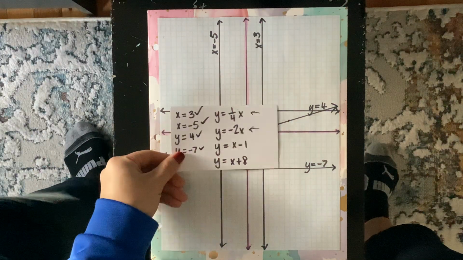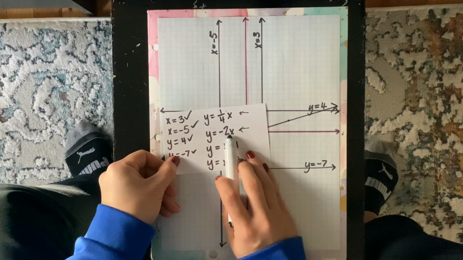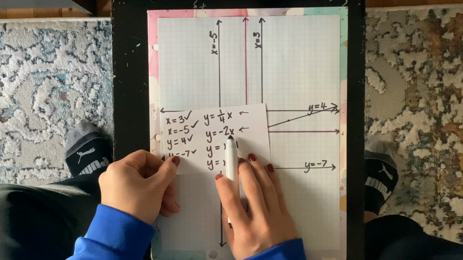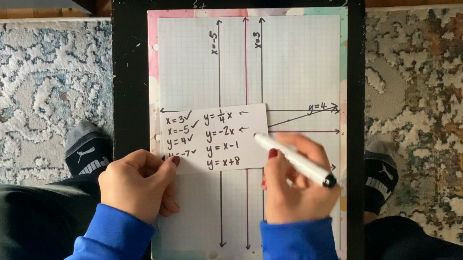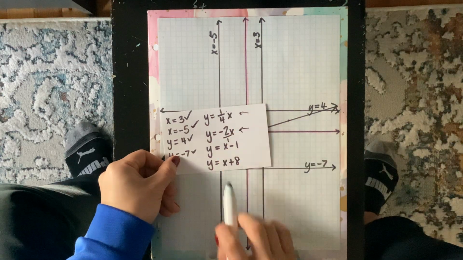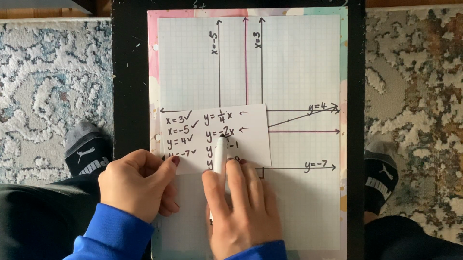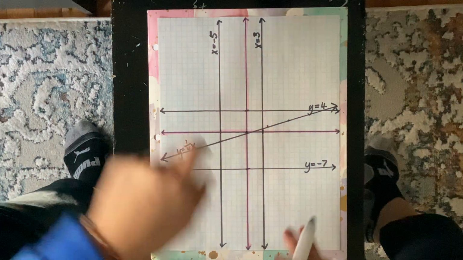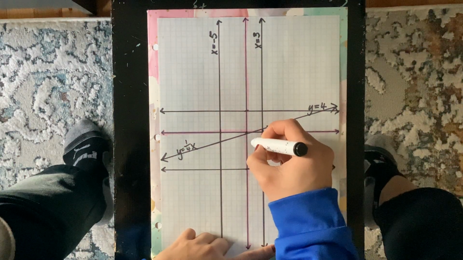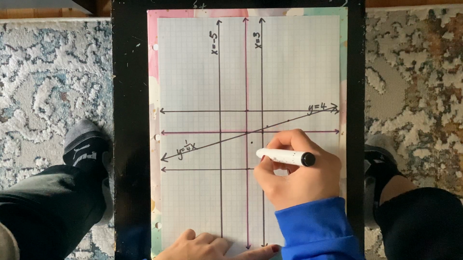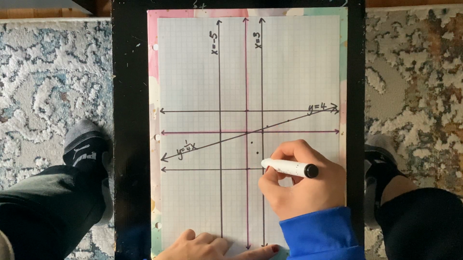Okay, my next one is y equals -2x. Remember, if it's -2x, it's going to be a negative slope. And we can also put this over 1. So it's going to be down 2 over 1, starting at the origin again. So down 2 over 1, down 2 over 1.